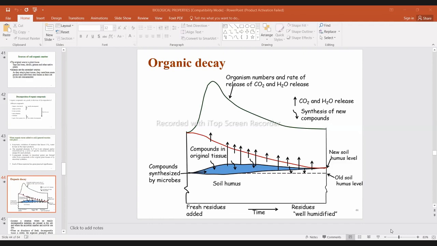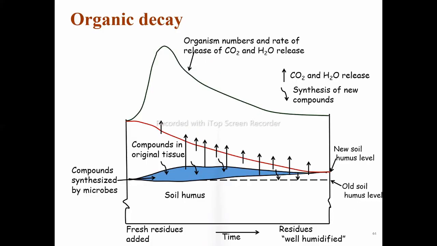Now we'll look at organic decay. Right? This graph is also very important, right? So I'm giving you tips for the final exam as well. Organic matter is important, and among the organic matter topics, organic decay is also important, right? Here you can see the graph illustrates how organic matter decomposition happens in the soil, right?